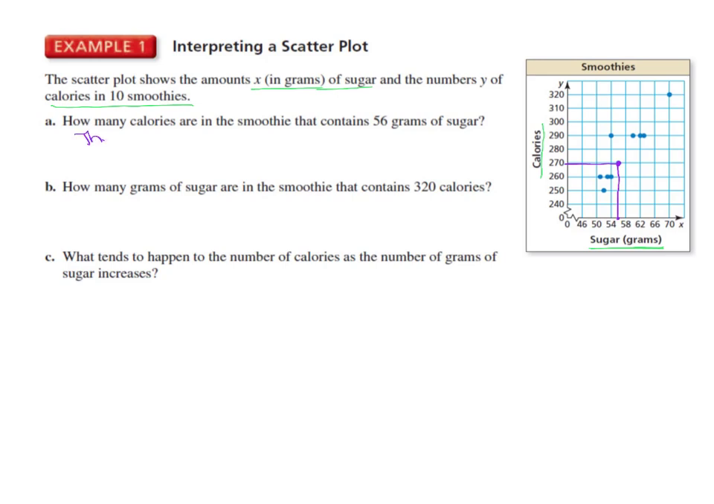So there are 270 calories in a smoothie with 56 grams of sugar.